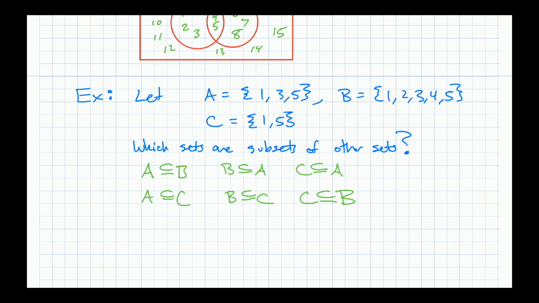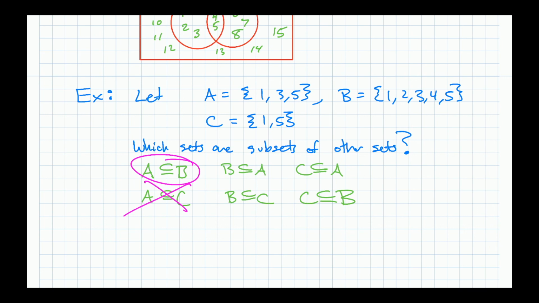Looking at these, which of these are true? Well, 1, 3, and 5 are all in B, right? All of these are in here. So A is a subset of B. So this is true, right? Now, what about the next one? Is A a subset of C? Well, 1, 3, 5, are all of those in C? No. So A is not a subset of C.